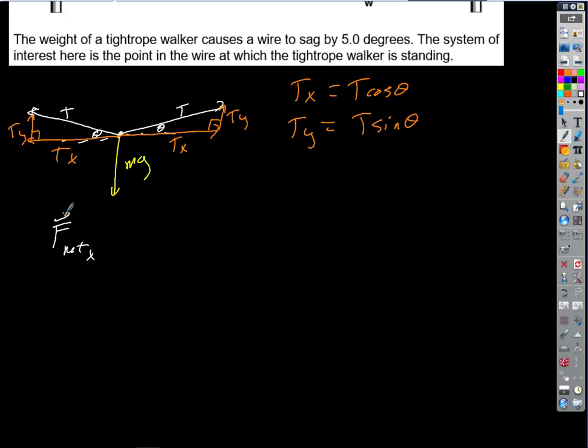Well, I skipped a step. Let's redraw the free body diagram real quick. So now here's the object. We've got mg pushing down. To the right, we've got T cosine theta. To the left, we've got T cosine theta. And then pointing up, we'll make this a different color, we've got T sine theta and T sine theta.